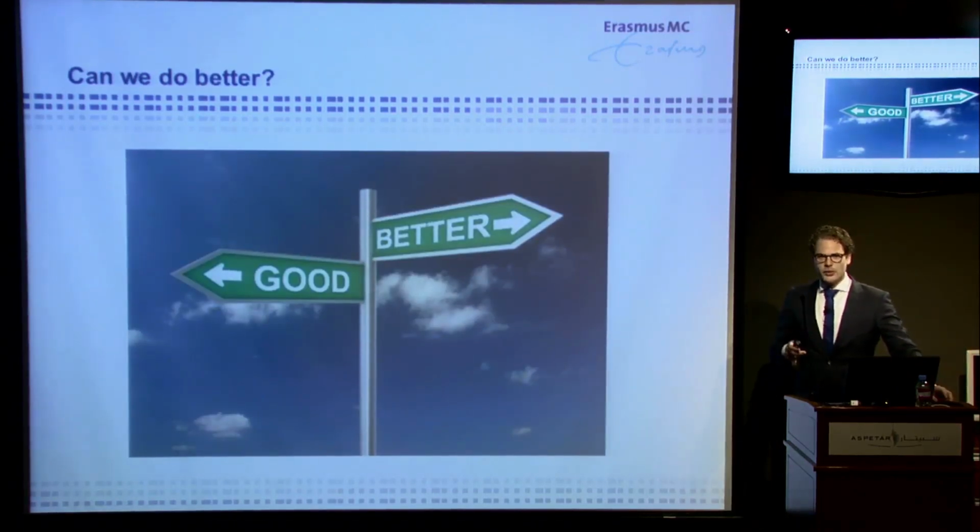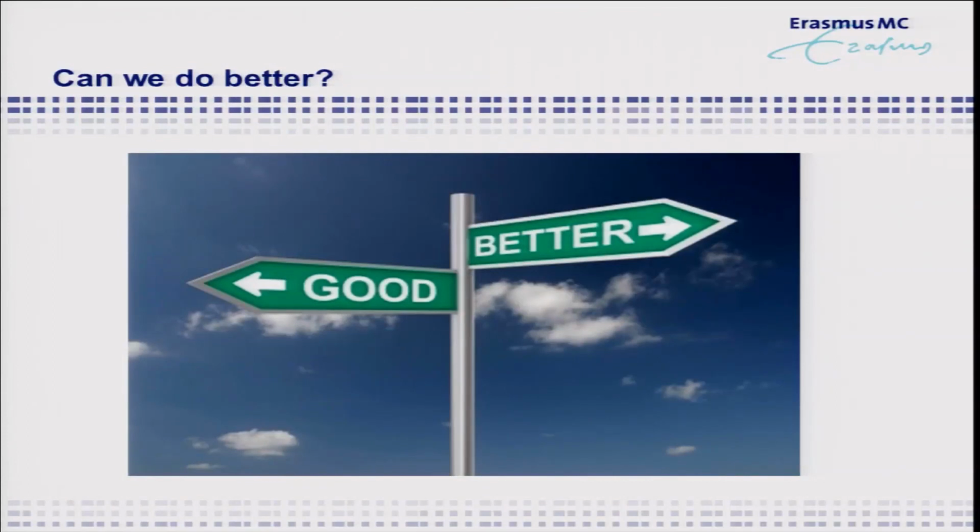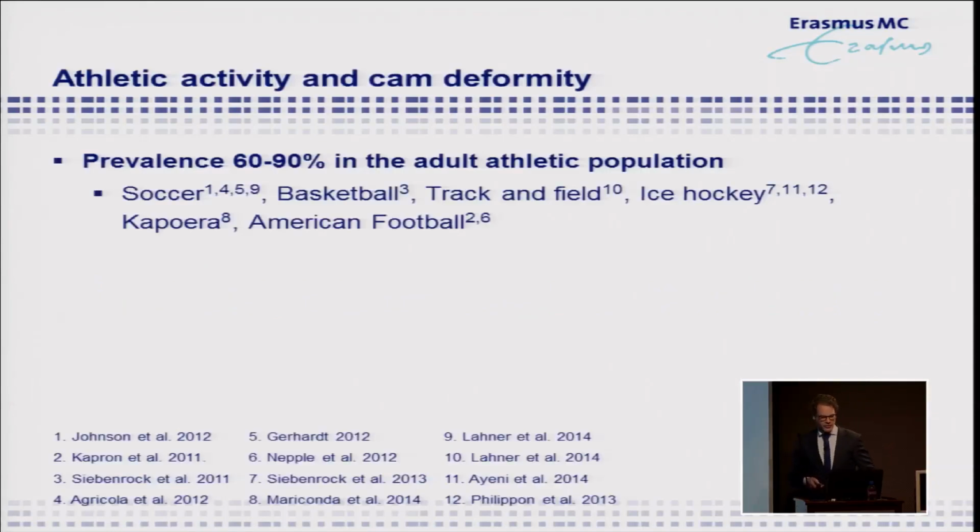But shouldn't we take a step back? Can we do better? Shouldn't we look at how a cam deformity develops in the first place? So that's the second part of my talk. Because there's quite a bunch of literature suggesting that the prevalence of cam deformity is much higher in the athletic population as compared to the non-athletic population. So there are studies in adult athletes showing a prevalence of 60 to 90% of cam deformities, which is really high.